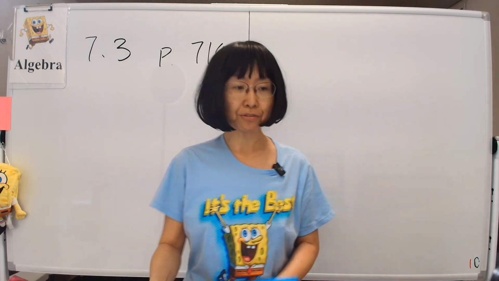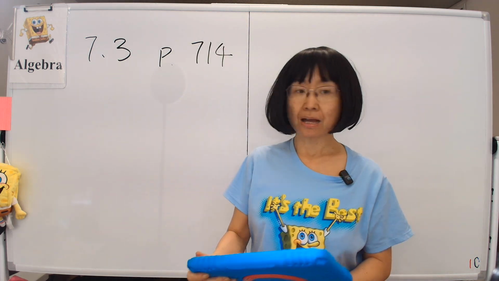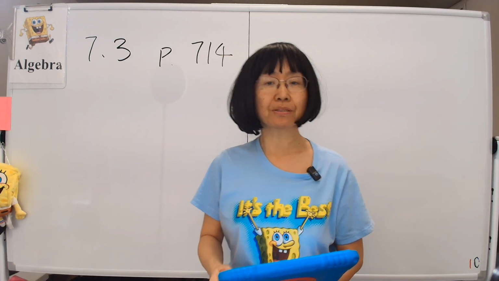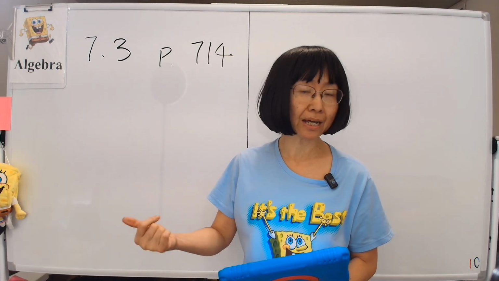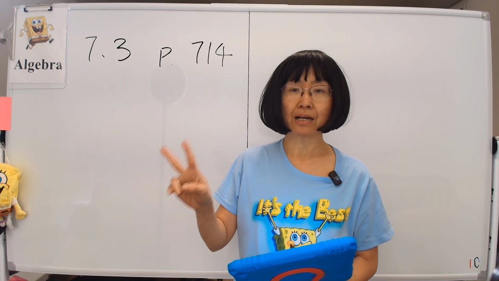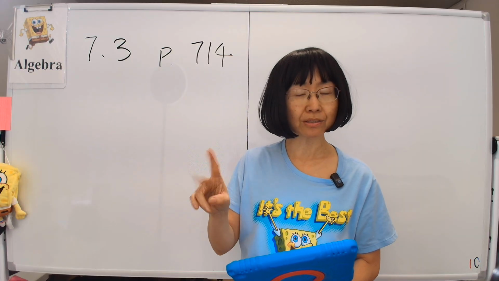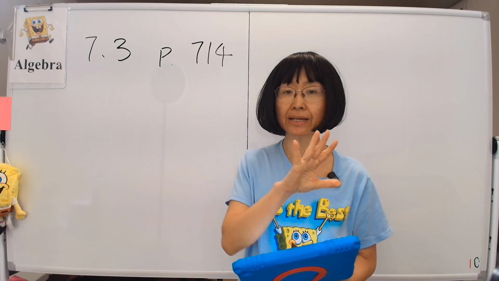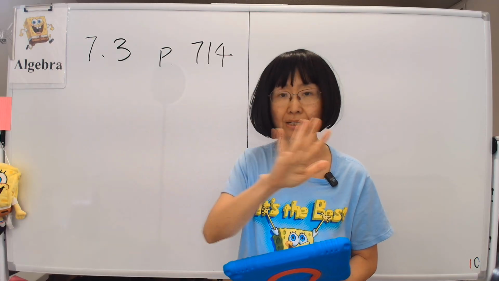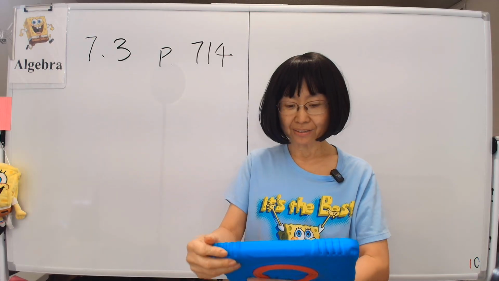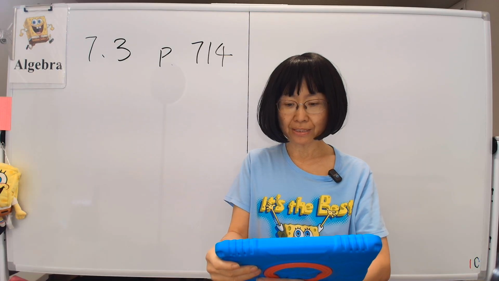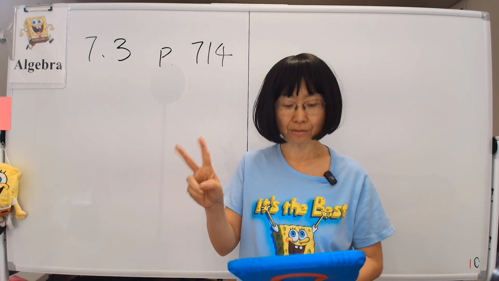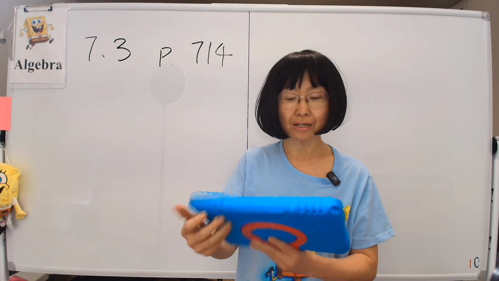Today we are going to do section 7.3 on page 714, where we are dealing with systems of equations where they are not just straight lines. So far we have done two equations, two unknowns that are both straight lines, or three equations, three unknowns, again planes, which are also straight. Now we're going to deal with something more complicated, but still only two equations and two unknowns. However, the two equations are not straight lines.